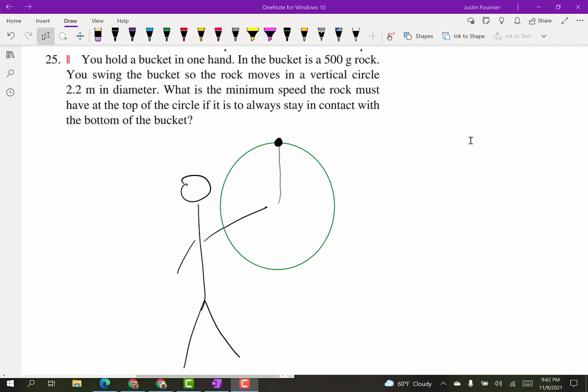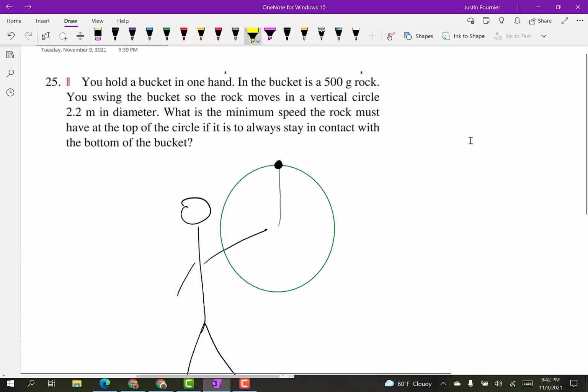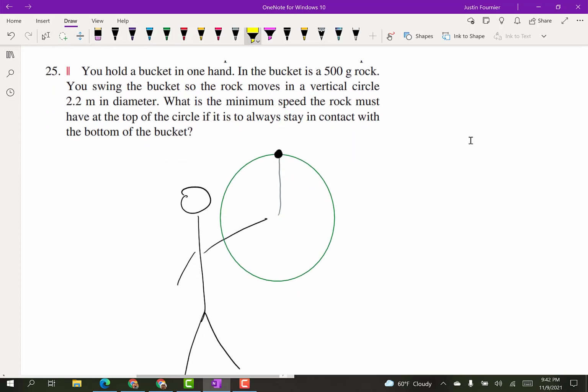But basically the problem that was requested was on homework. I think this is 6B, number 25, so chapter 6, problem 25. It says you hold a bucket in one hand. In the bucket is a 500-gram rock, so that's the mass of the rock. You swing the bucket so the rock moves in a vertical circle with a 2.2 meter diameter.